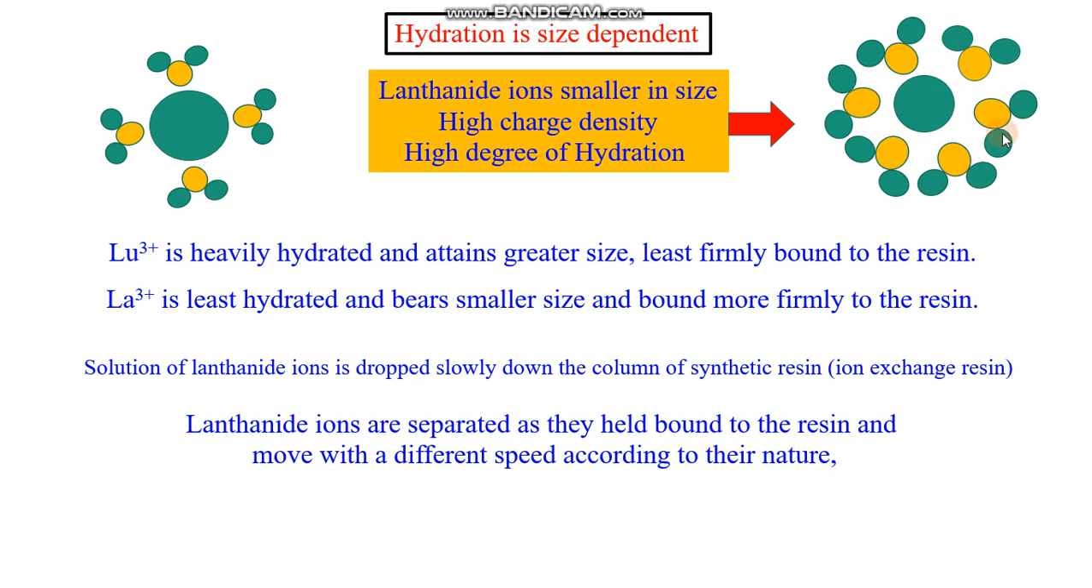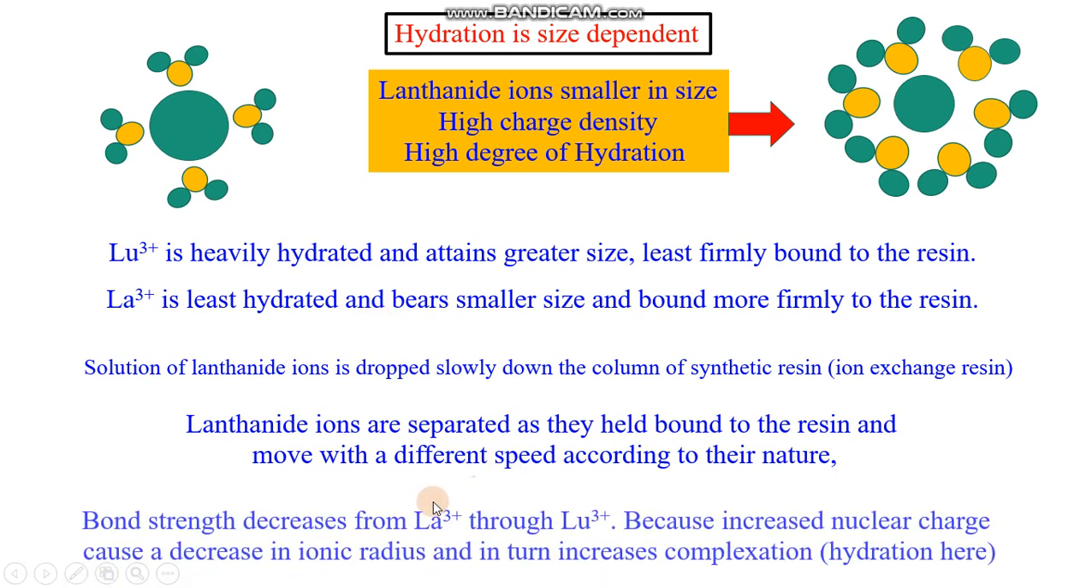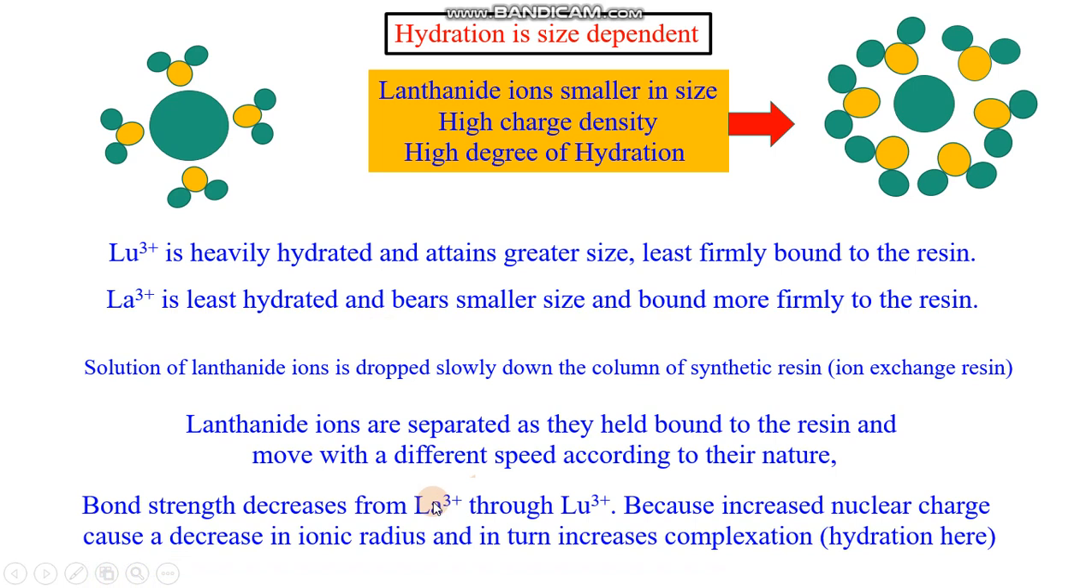If they are greater in size, they will elute easily, and if the lanthanide hydrated ions are smaller in size, their elution will be a little bit hard or difficult, and they will elute at the end of the process. So the speed is different, and on the basis of speed, they can be separated from each other.